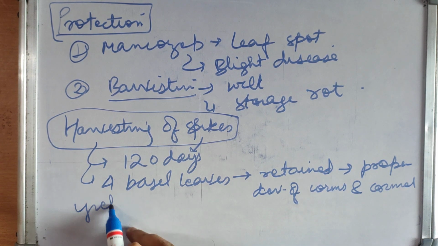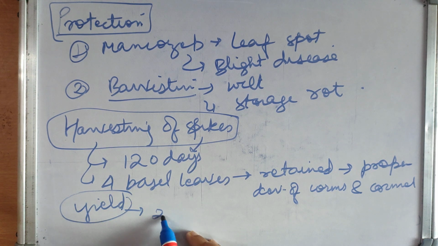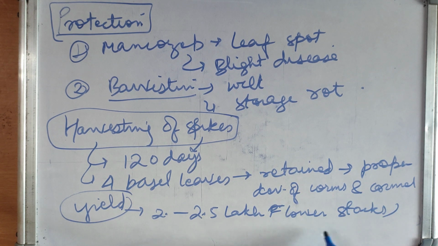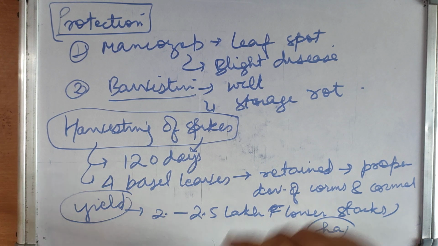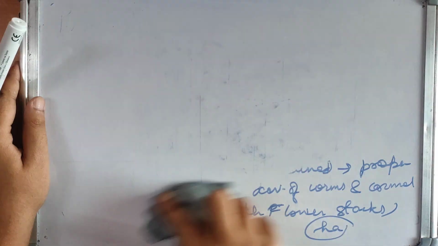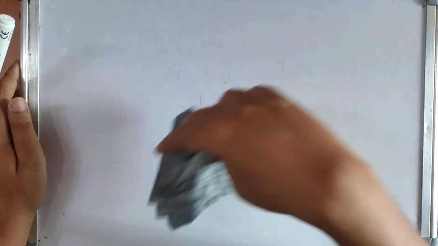And yield would be around 2 to 2.5 lakh flower spikes per hectare. So this is huge. So I hope you understood about Gladiolus.